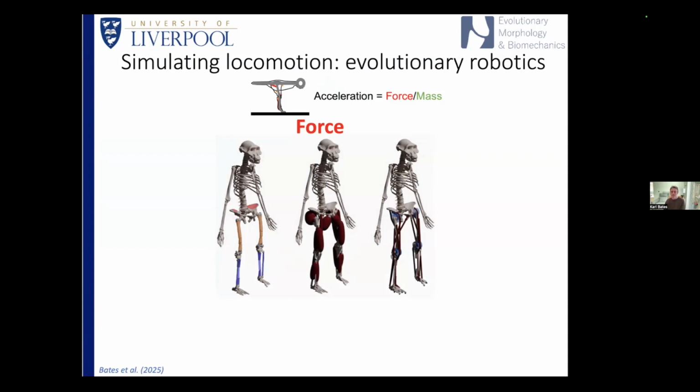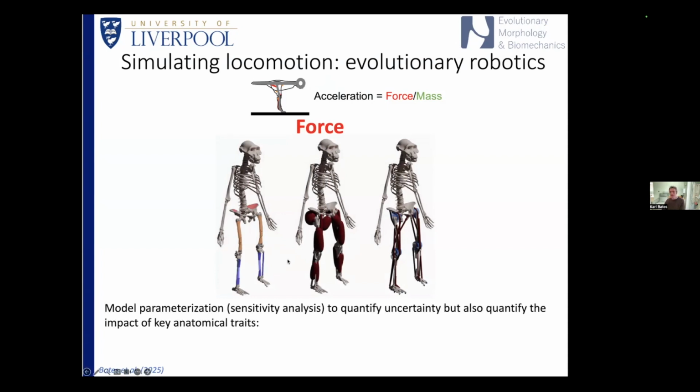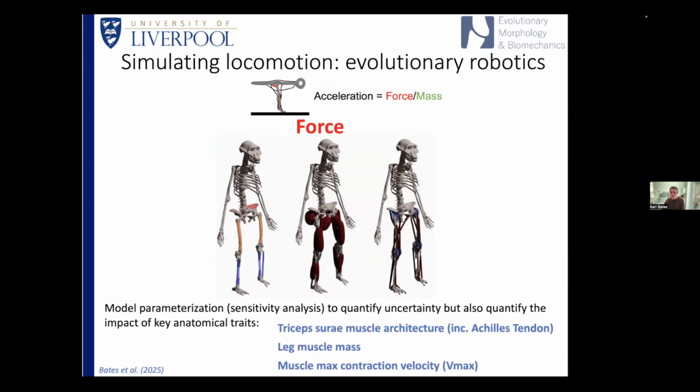So what we did, as it happened, the prediction that came out was almost exactly average between a human and a chimpanzee. So we ran two extra models, one where leg muscle mass was reduced to the percentage body mass seen in a chimpanzee, and one where it was increased to the percentage body mass we see in a human. And we also did similar things with other key aspects of anatomy, like the architecture of the ankle extensor muscles down here and the Achilles tendon.